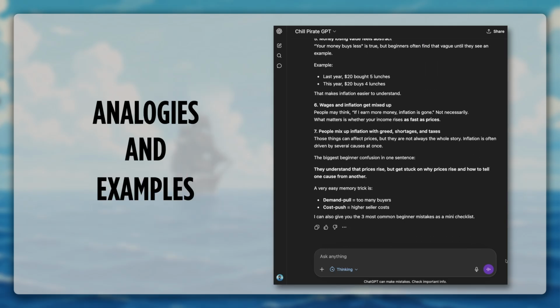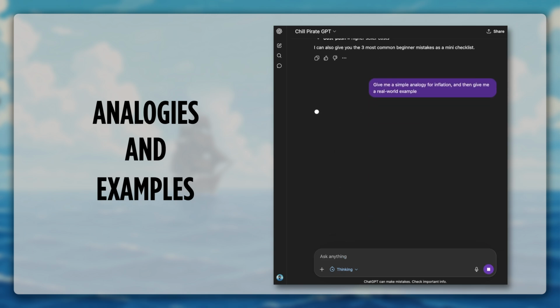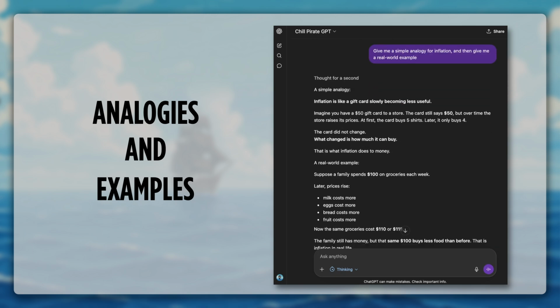Now let's take it one more step. Sometimes a topic is still technically clear, but mentally it's still not quite there. You can read the explanation and think, okay, I see the words, but it still doesn't feel real. And that's where analogies and examples help. So now I might ask for a simple analogy for inflation and a real-world example.